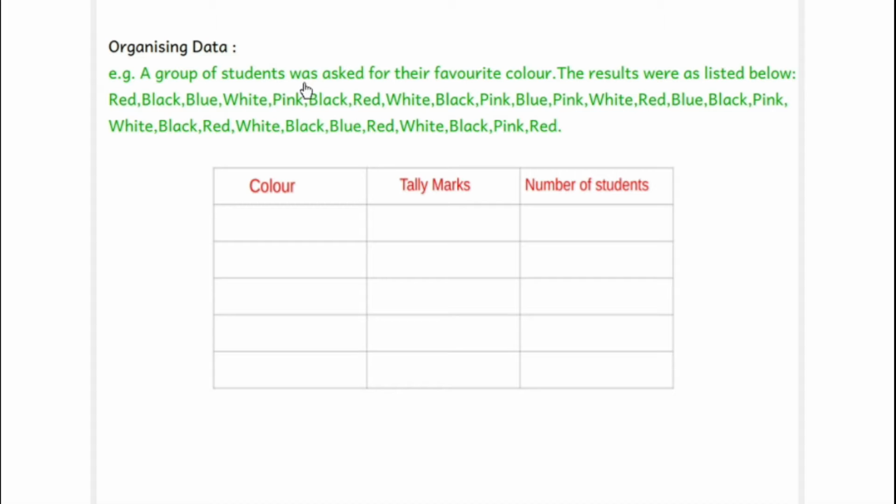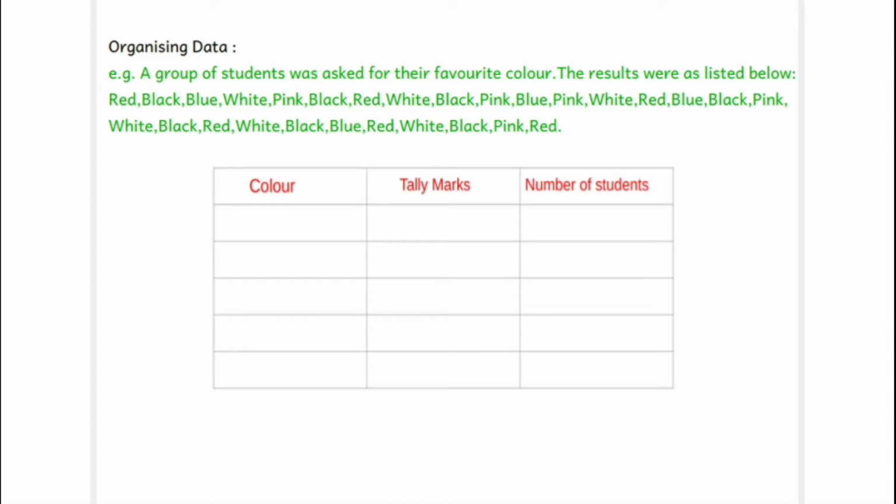So a group of students were asked to say their favorite color and they responded like this. Somebody said red, black, blue, white and so many colors. Each color we can't represent in graphical form, otherwise our graph will become too long, so we have to organize this. For that we will make a table like this, 3 columns and some rows, and if we need more rows we will add. First we deal with colors, so we write color, then tally marks, and then number of students, that means how many students like a particular color.